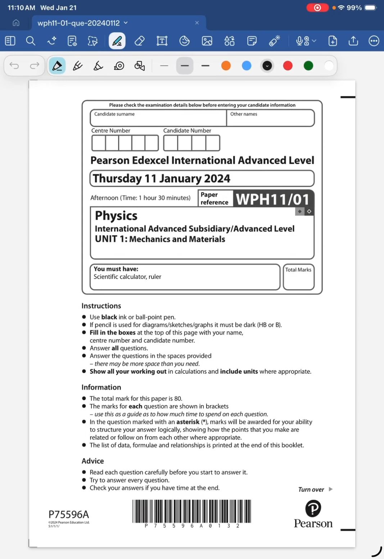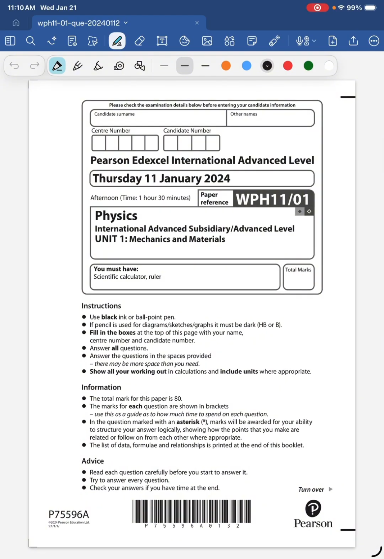Hello all. So the plan was to go over the most recent October 2025 papers, but because it's going to take some time to work on this, and because I have the tendency to postpone things, I will go over a past paper from January 2024, and this is a Unit 1 paper. This is the first time I'm doing a Unit 1 past paper.